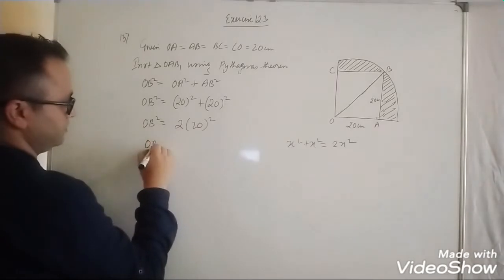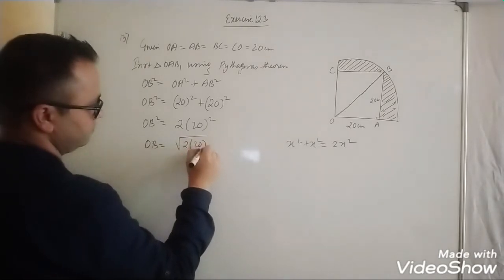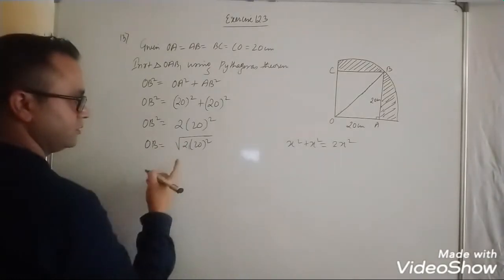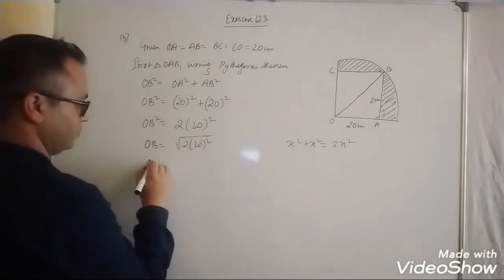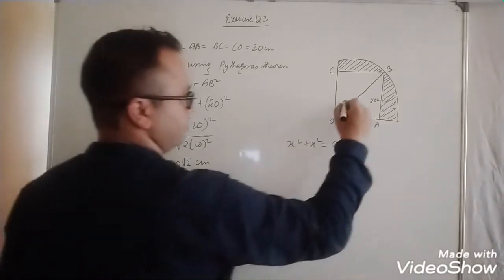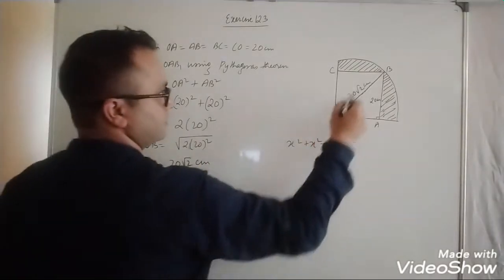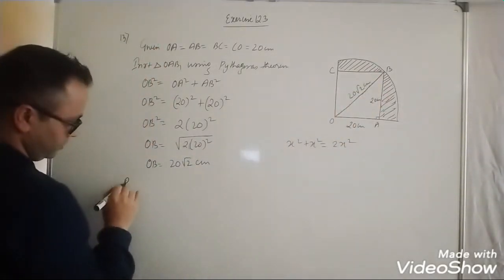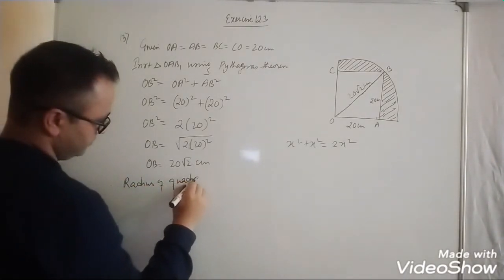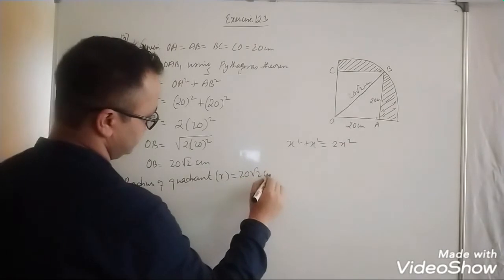Now OB equals root under 2 into 20 whole square. 20 has a pair, 2 doesn't have a pair. So OB equals 20 root 2 centimeter. Therefore the radius of the quadrant, R, equals 20 root 2 centimeter.